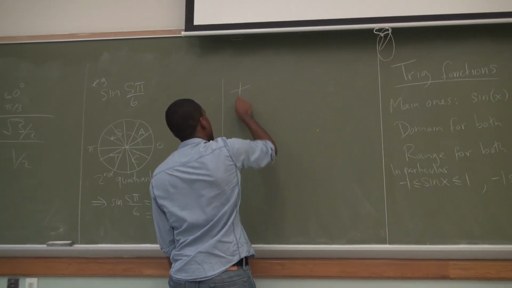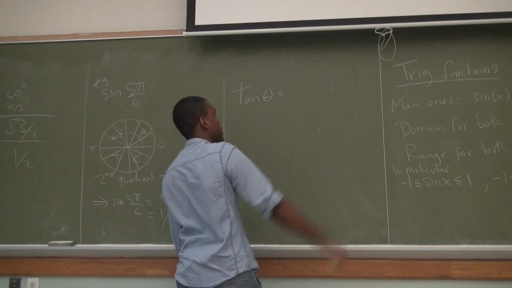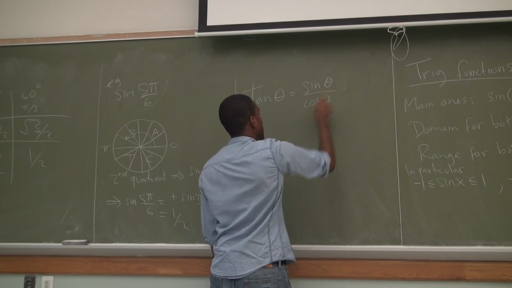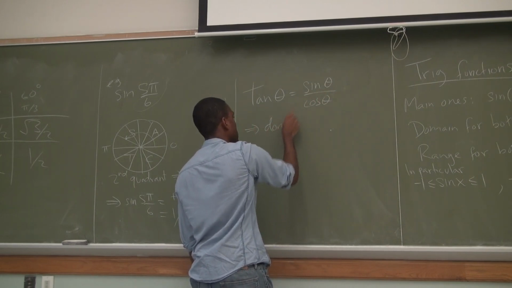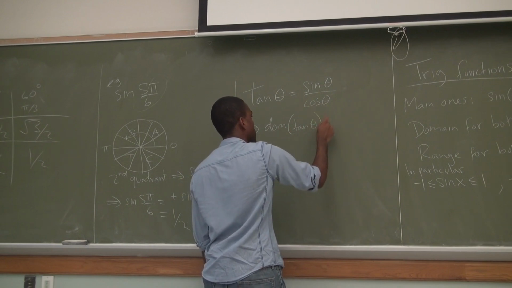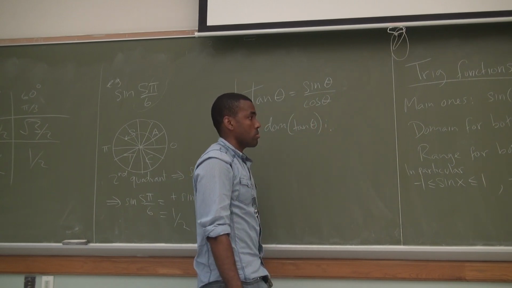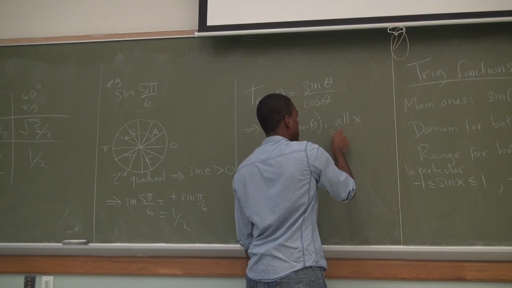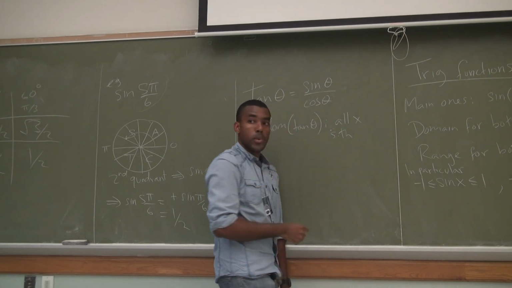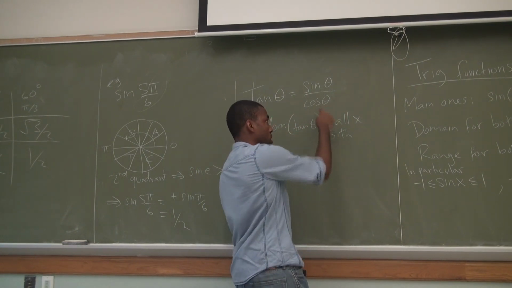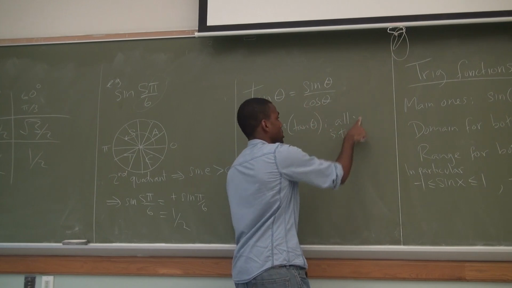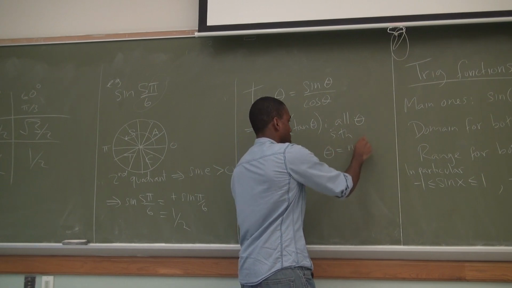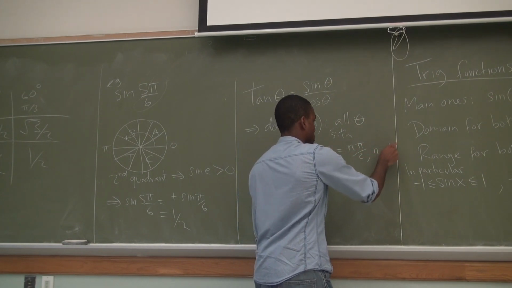Something else, a function called the tangent. What's its definition? Sine over cosine. This implies the domain of tangent is what? All x such that cosine theta is not 0. But where is cosine theta equal to 0? n pi over 2, where n is odd.